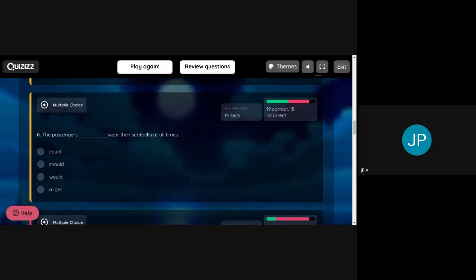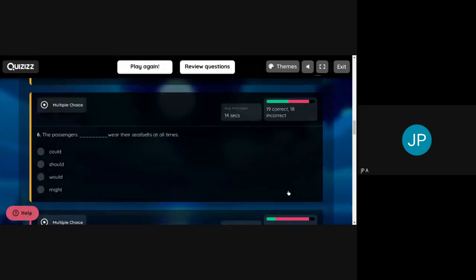These are indicated by the modals must, should, ought to, have to, need to, etc. So the passengers must... here, the only one indicating that obligation is should.